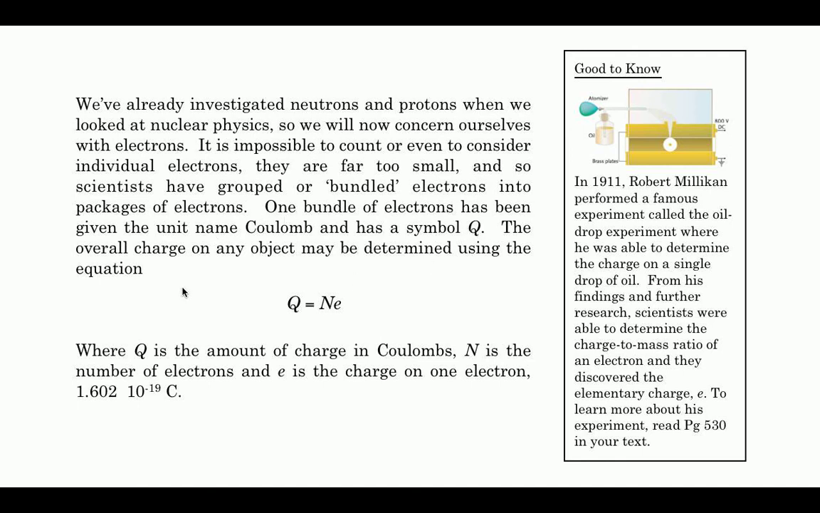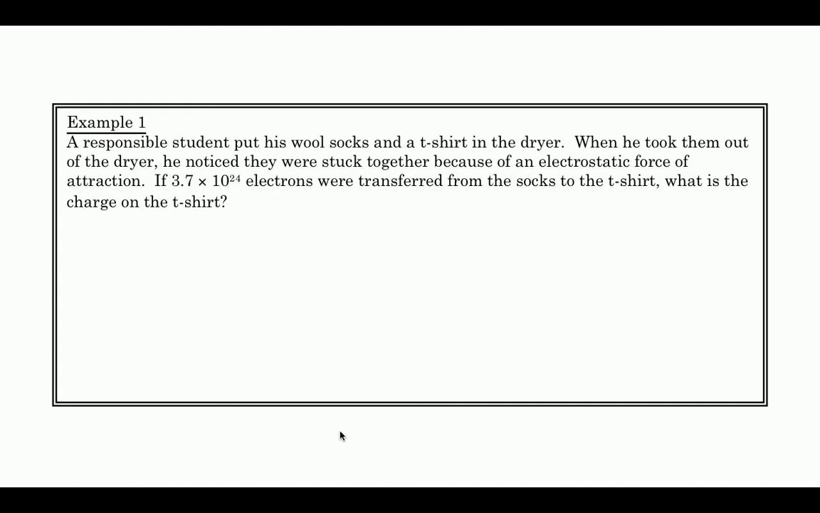Okay, so the overall charge on any object is determined by looking at the number of electrons that exist on that object times the charge on one electron. Q is the amount of charge in coulombs, N is the number, and e is the electronic charge, and that's 1.602 times 10 to the negative 19 coulombs. So this is the charge on one electron. If you're interested, read this. This is about how Robert Millikan found the charge on one electron, and it's very interesting. More on that in grade 12.